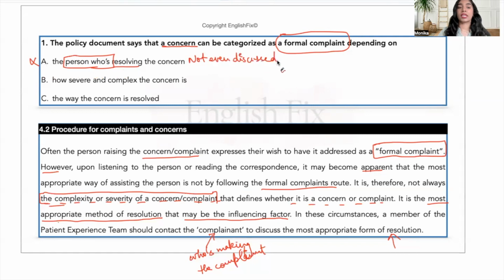However, they have done one thing, that is, they have used the word concern, they have used the word resolving, which might make me think that this could be an answer option if I'm just matching words and not really matching meaning, if you know what I mean.